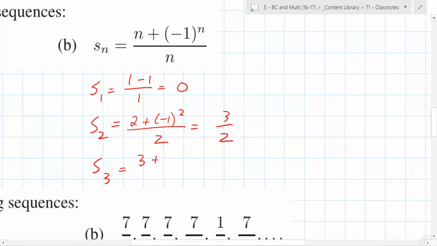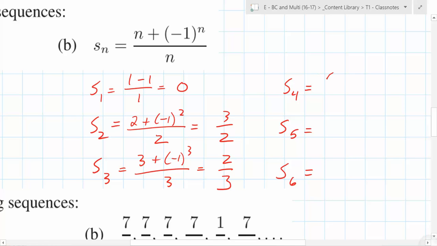So what about S3? 3 plus negative 1 to the third over 3. So what's that going to be? I think someone said it. 2/3. So you got 5 over 4, and then S5? 4 over 5, and S6? 7 over 6. Oh, look at that. Nice harmony. I like that.